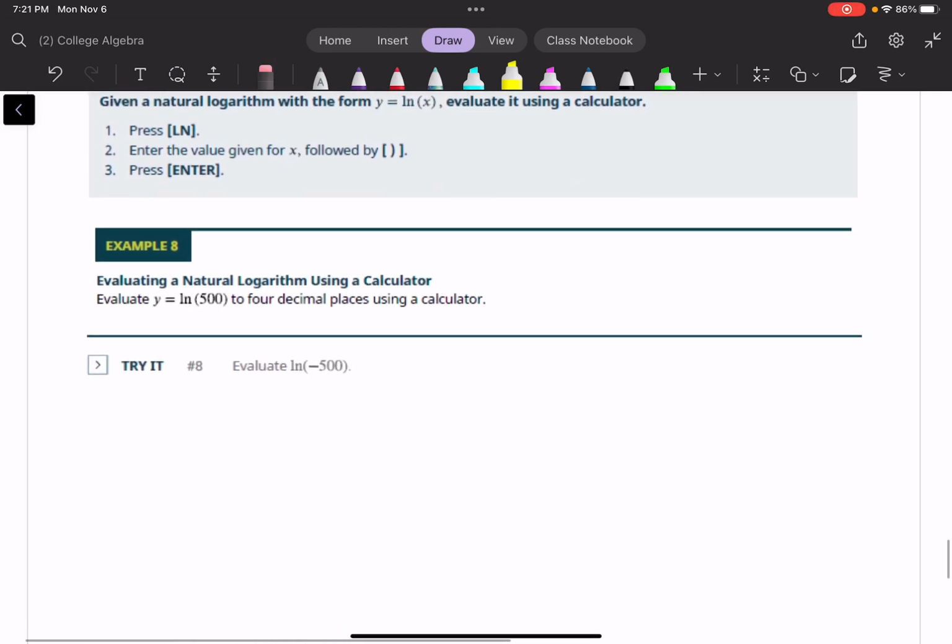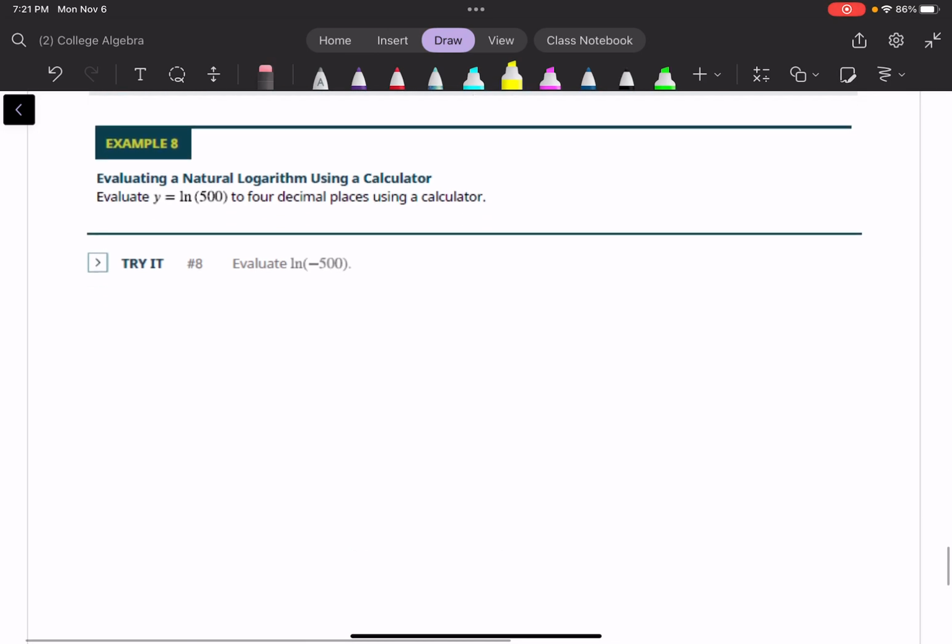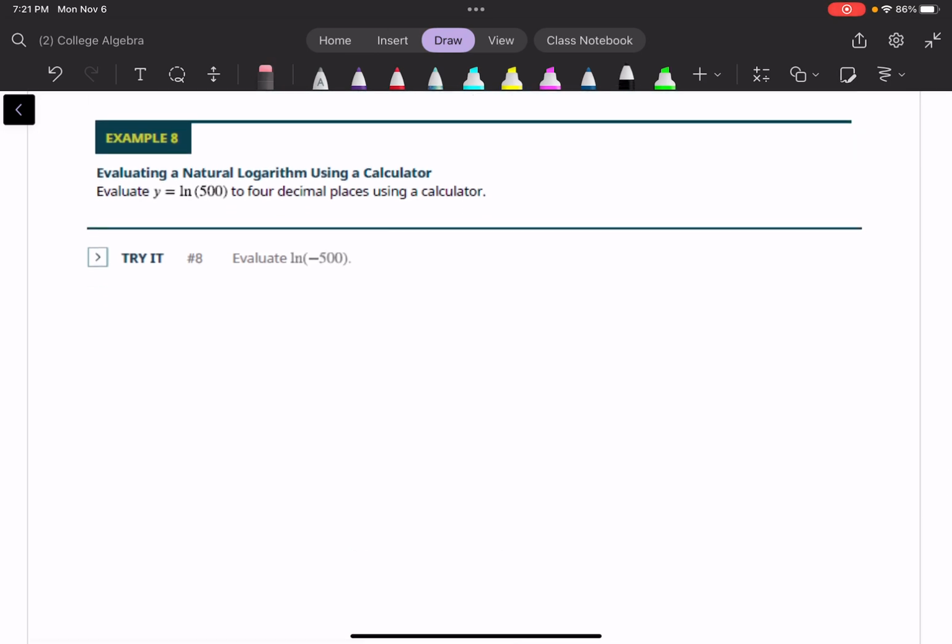And so we can evaluate these in our calculator as well. There's your how-to box. You'll just need to locate the ln button on your calculator and plug this in, just this part, not the y, of course. And you'll obtain that this value is approximately 6.2146. And then if you want to try this number 8 example, I encourage you to do that.